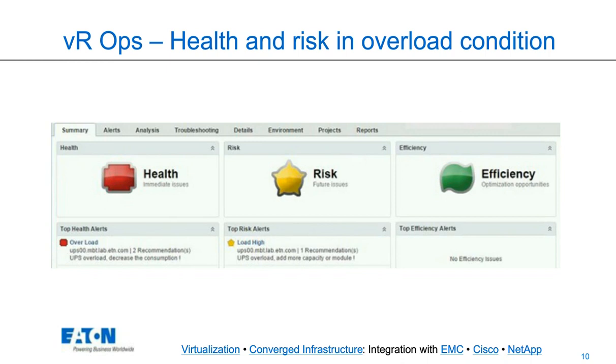The risk is also shown as non-green. In this case, it's a yellow, so it will remain there up until someone fixes it or adds more capacity such that you won't have the overloads out into the future.